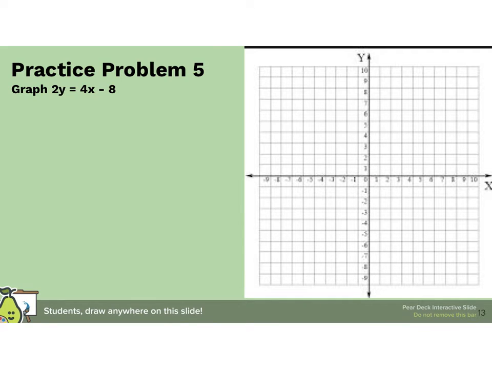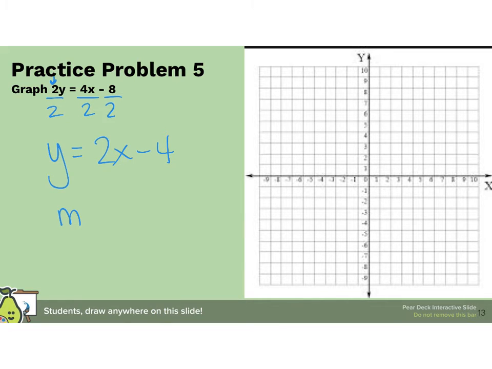Practice problem 5, same steps, except something's wrong with this equation. This is not slope-intercept form because of this right here. This 2 has to go. So before we can graph it, before we can find our slope and our y-intercept, we have to get the y by itself and divide everything by 2. So the real equation is y equals 2x minus 4. I just cut everything in half, right? 4 divided by 2 is 2, and 8 divided by 2 is 4.